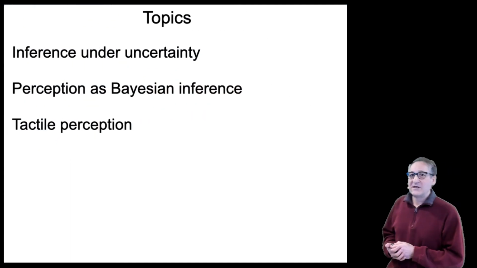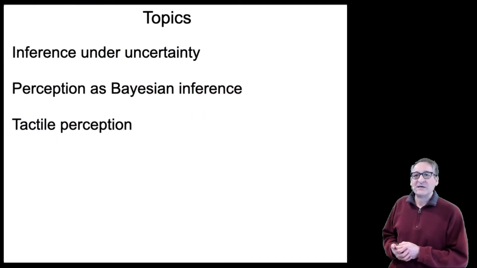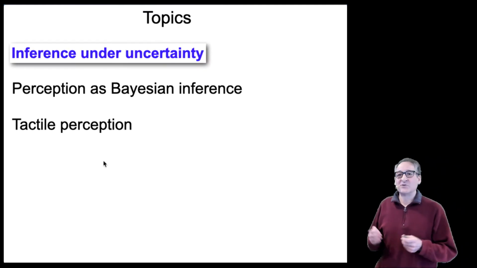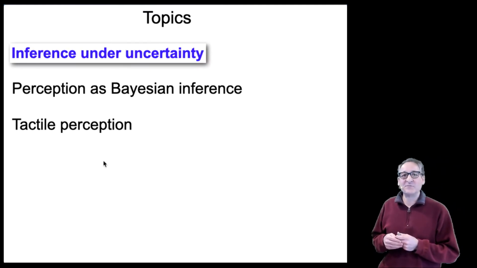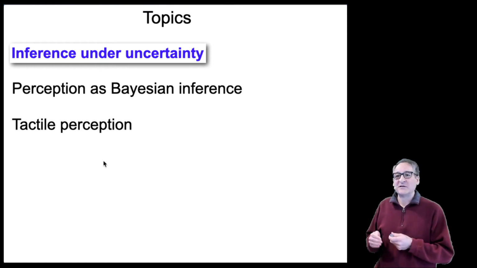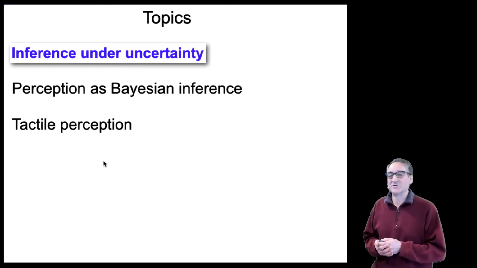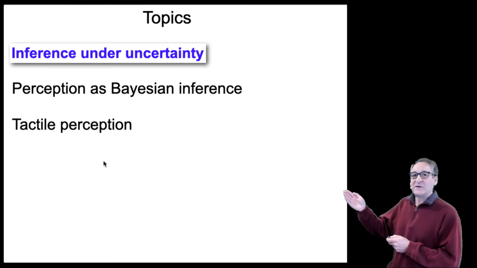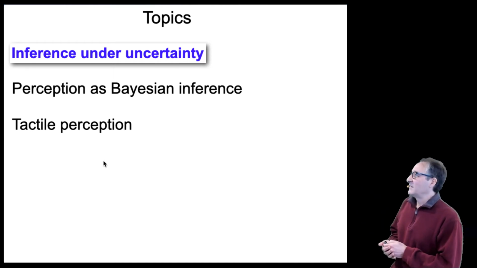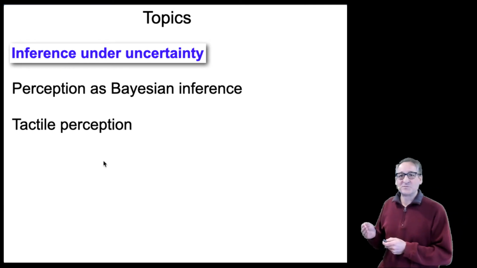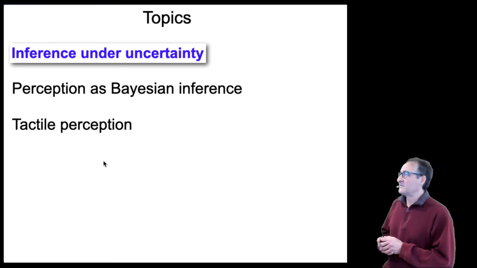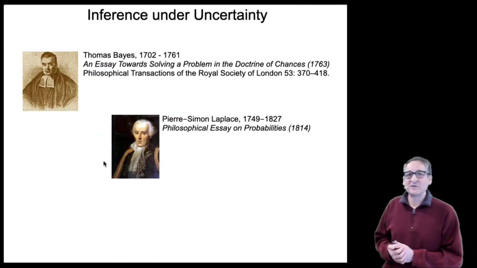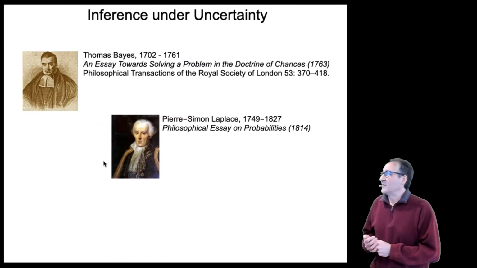So let's continue on now with this introductory lecture into Bayesian inference. What I'm going to do today is talk about three different topics. One is just inference under uncertainty. What's the whole idea of Bayesian inference? We're trying to make inferences when we're not sure of the causes of the data that we can observe. And then we're going to talk about perception as Bayesian inference in particular, and then tactile perception even more specifically, which is what my lab studies, as a Bayesian process.